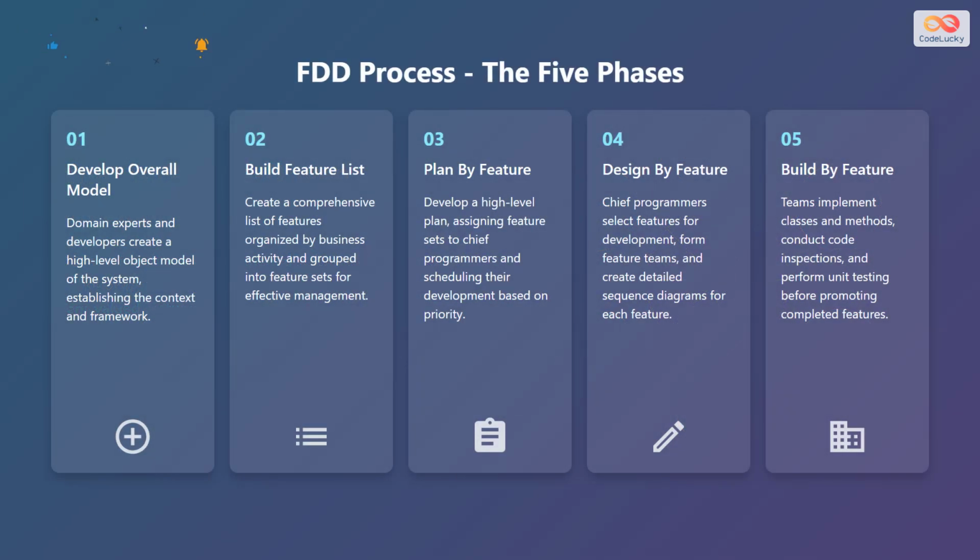The feature-driven development process consists of 5 main phases. Let's walk through each of them. Phase 1: Develop overall model. In this initial phase, domain experts and developers collaborate to create a high-level object model of the system. Think of it as building a blueprint that outlines the system's context and framework.